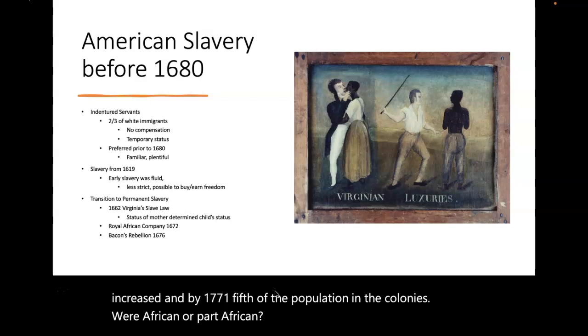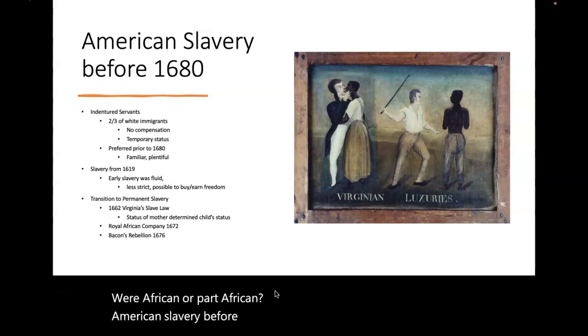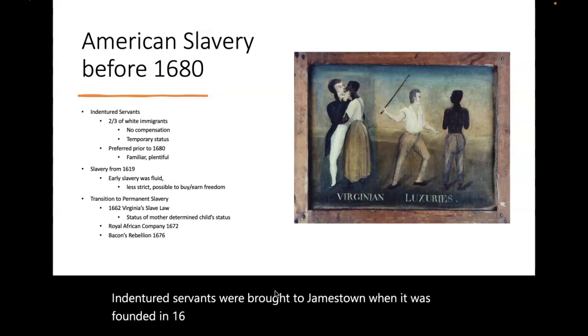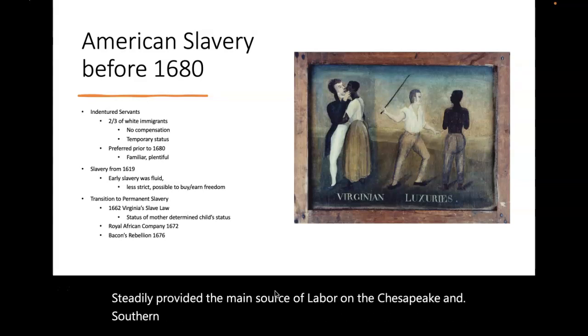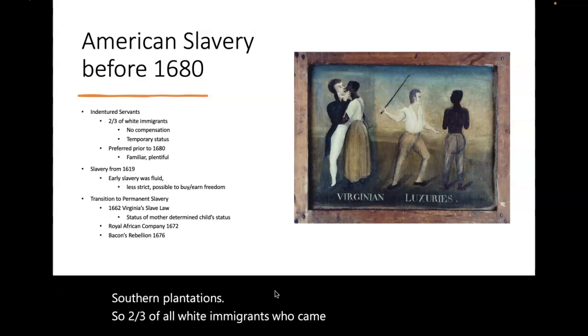American slavery before 1680. Indentured servants were brought to Jamestown when it was founded in 1607 and steadily provided the main source of labor on the Chesapeake and southern plantations. So 2/3 of all white immigrants who came to the British colonies were indentured servants.